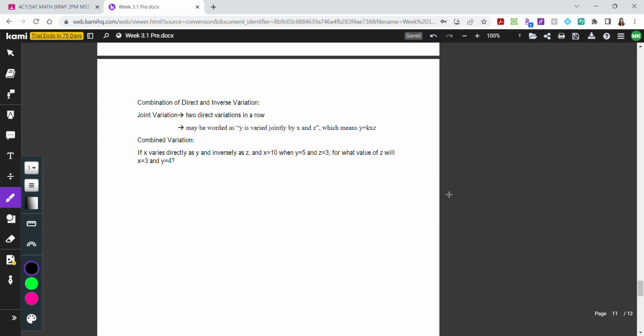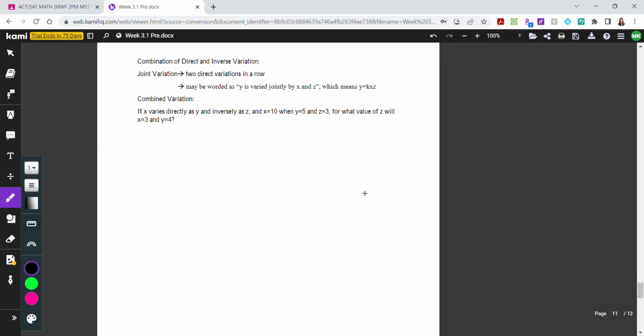All right. Now the very last two things that we have are the combination of direct and inverse variation. So joint variation is when we have two direct variations in a row, and it's normally worded as "y varies jointly with x and z," which means y equals k, the constant of proportionality, times x times z. All right, so very straightforward.